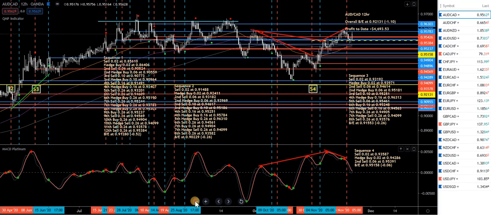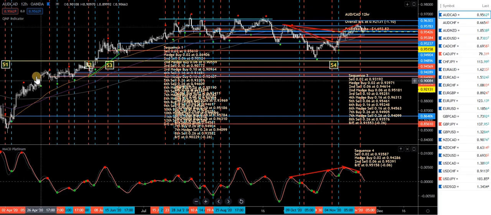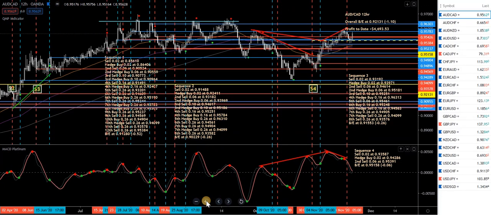Like I said, this is super aggressive. Look at sequence 1 on the AusCAD, it starts all the way over here. This is a 12-hour chart that starts in April. It's been a tough pair to trade, actually. I've ditched it from my daily charts.